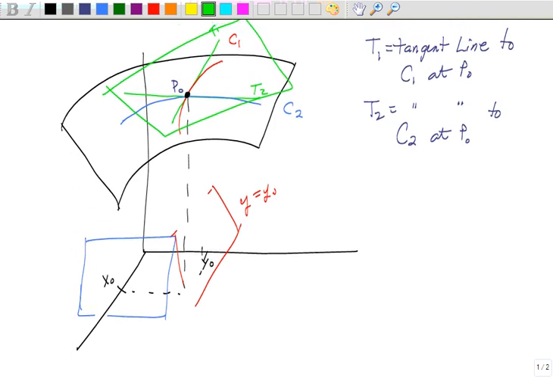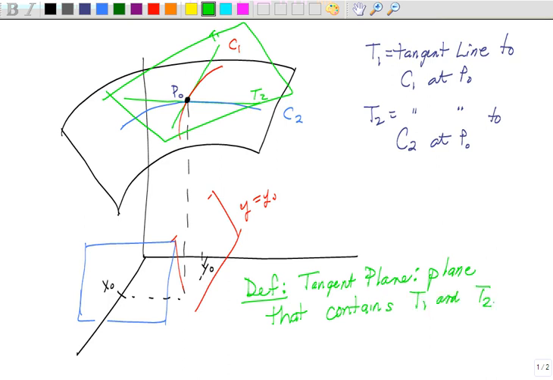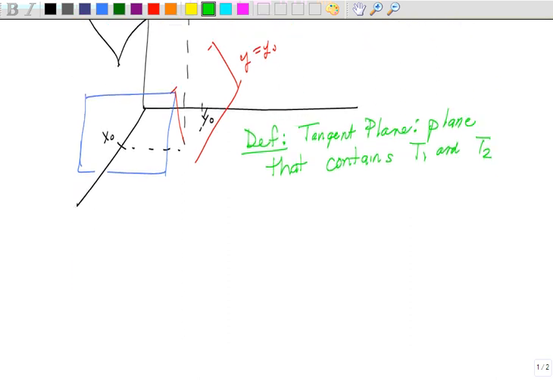So the definition of tangent plane: it's a plane that contains T1 and T2. And that's unique. Two lines determine a plane. All right. Now let's talk about the equation of that plane.